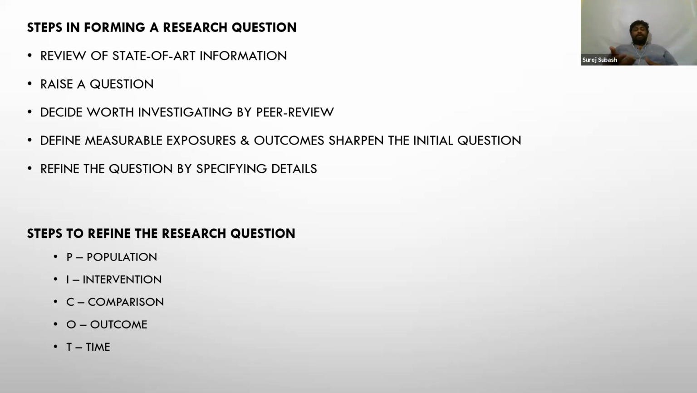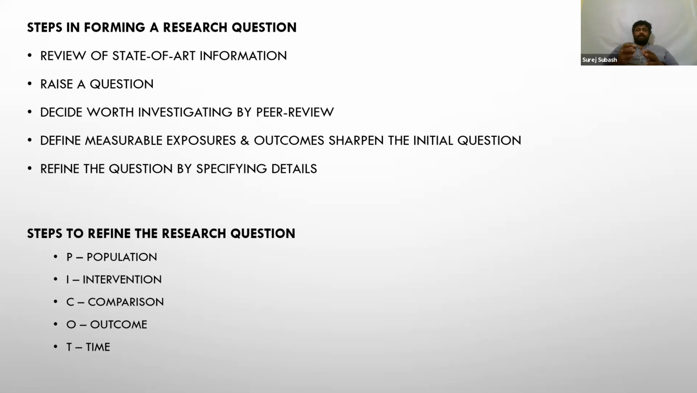The final step is refining or sharpening the question by specifying the details. Keeping in all the aspects said before, we reframe the question into: among diabetics, does physical activity for 1 hour daily help in reducing the fasting blood sugar level? This is the question that the person can ask. In order to refine the question, they should mention a population and an intervention. Population means a group of people of an age group.